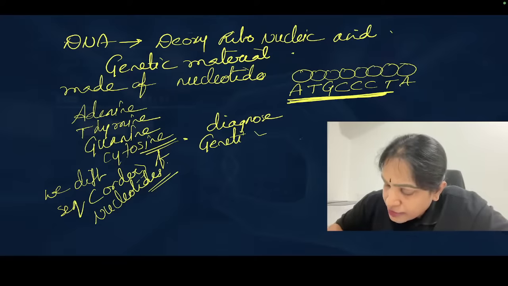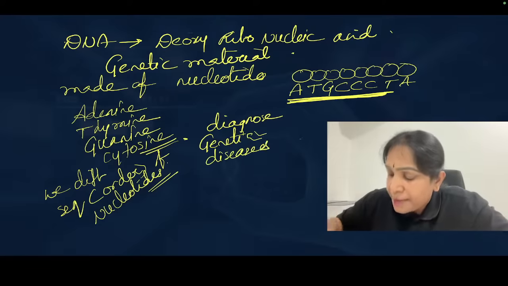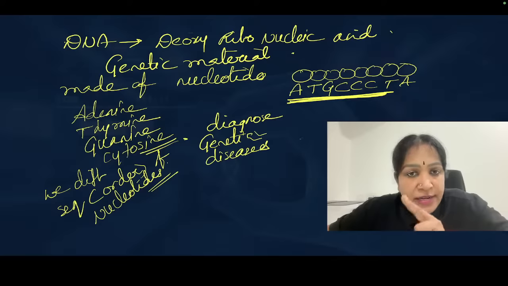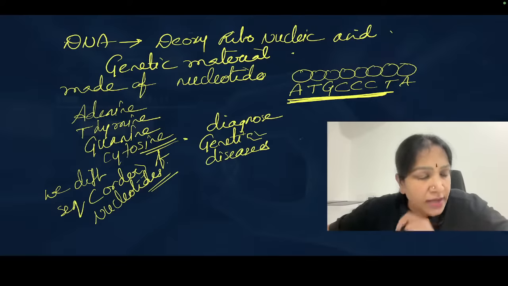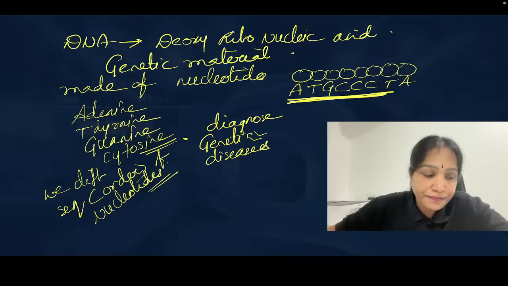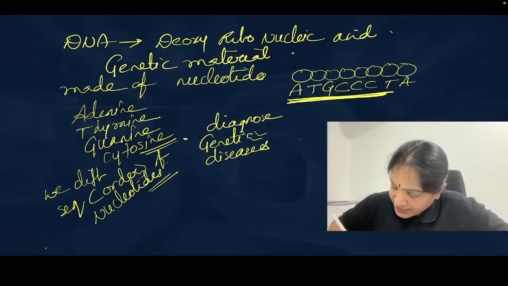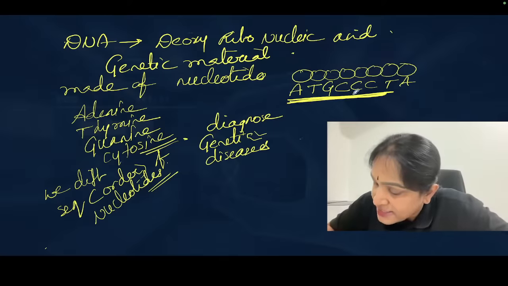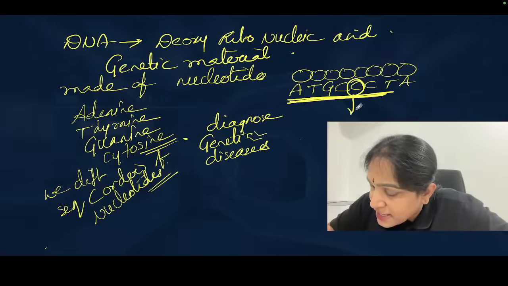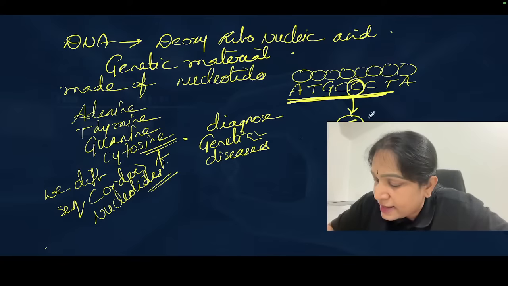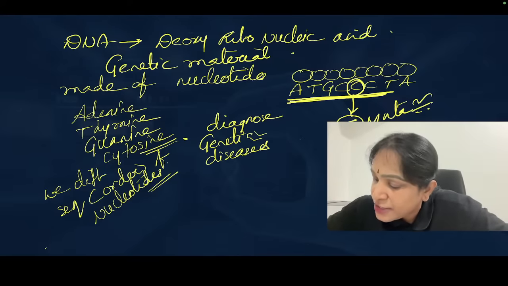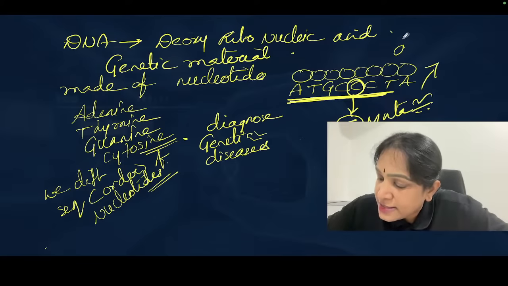Then, can we diagnose genetic diseases based on DNA sequencing? For example, you normally have C here, but if the C is replaced by T, then this is a mutation, and the mutation causes diseases, isn't it?